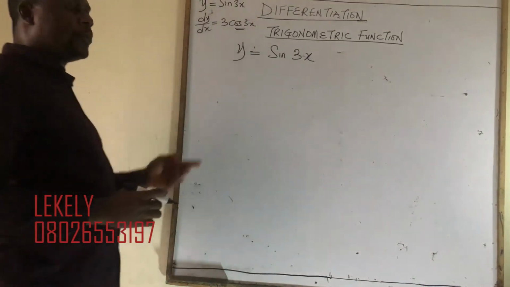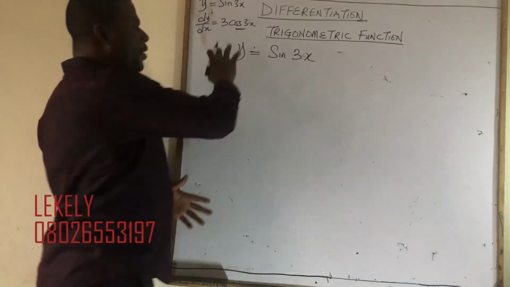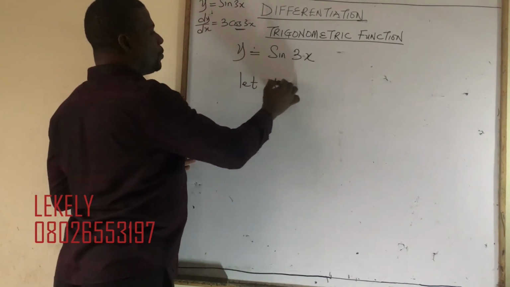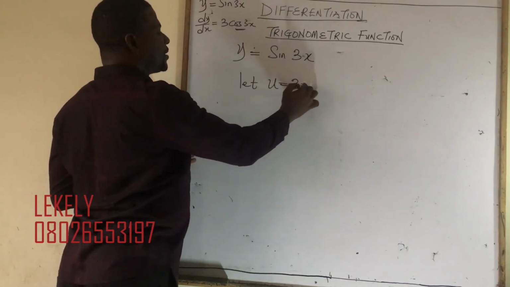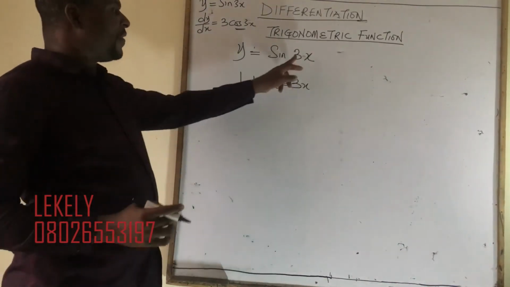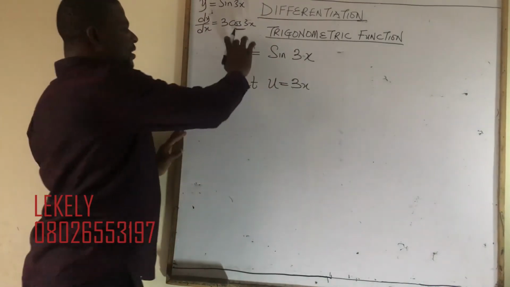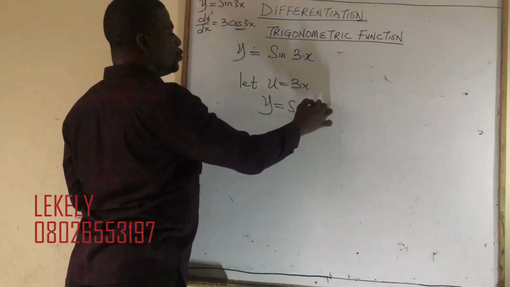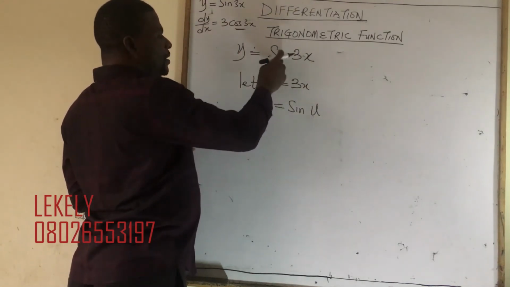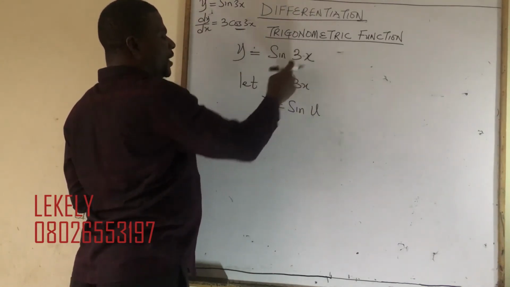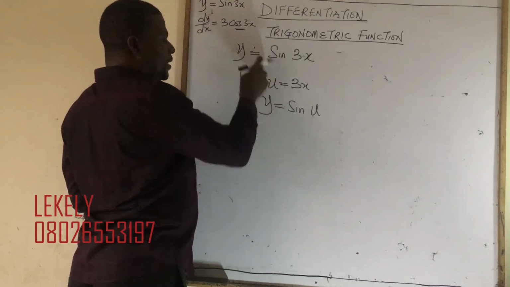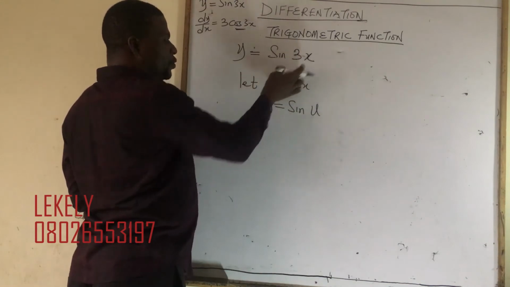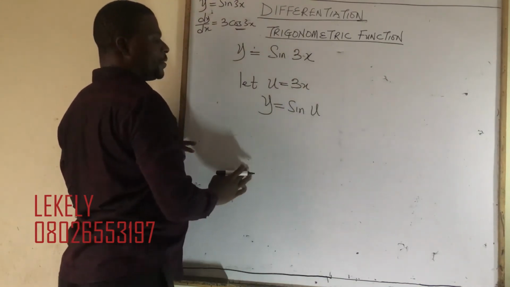This is our answer. But let's use the long method. When you have this question, the first step is to say let u be equal to 3x. Let u be equal to whatever you have beside the function. Then rewrite the question: y equals sine u. You see that? I've replaced this 3x with the letter u, so I just wrote y is equal to sine u.